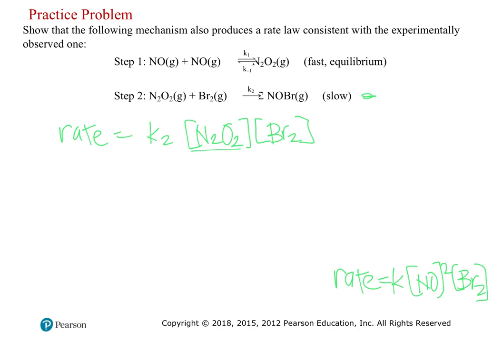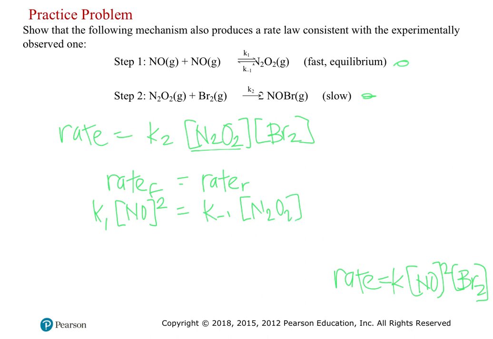Well, what is this guy? It's not one of our reagents. So it's an intermediate. So we need to solve for that using the first step. Now we're at equilibrium in the first step because it's fast. So we're going to write the forward rate for the first step equals the reverse rate. So we're going to have K1 times nitrogen monoxide squared equals K negative 1 times the dinitrogen dioxide. And then we're going to solve for the intermediate since that's something we want to get rid of. So divide by K negative 1. Plug this whole thing in for that.